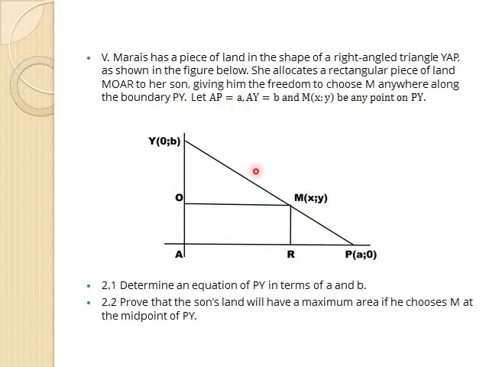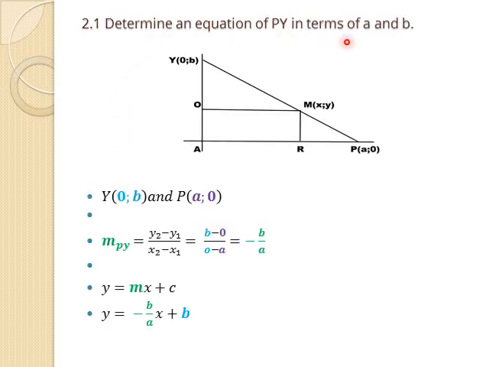Boundary, let AP equal A and AY equal B, and M equal XY be any point on PY. Determine an equation of PY in terms of A and B. Prove that the son's land will have a maximum area if he chooses M at the midpoint of PY. So there again, keyword: maximum. So determine the equation of PY in terms of A and B.